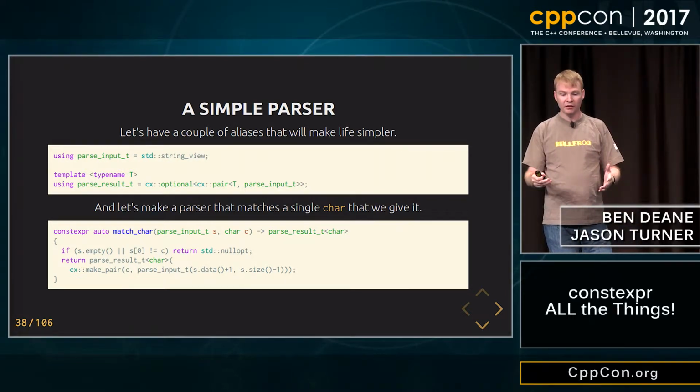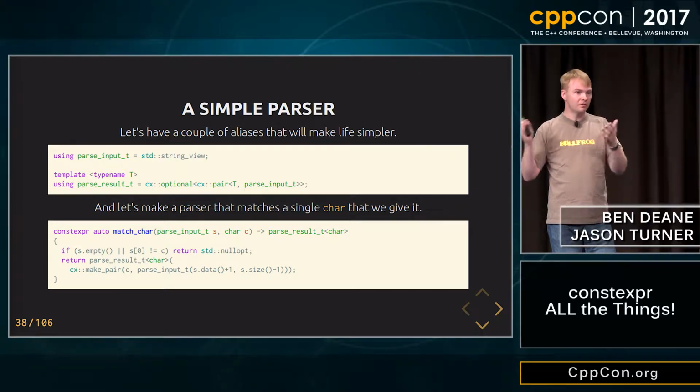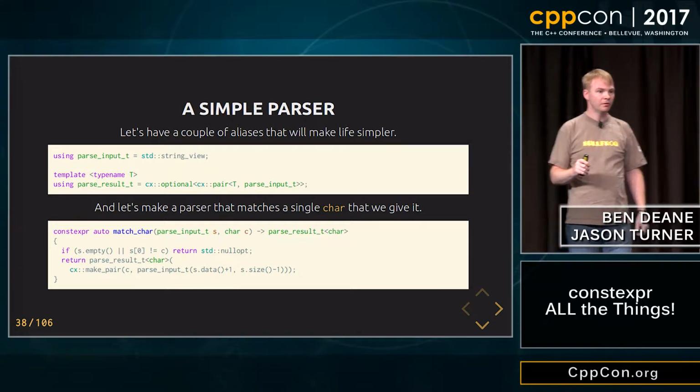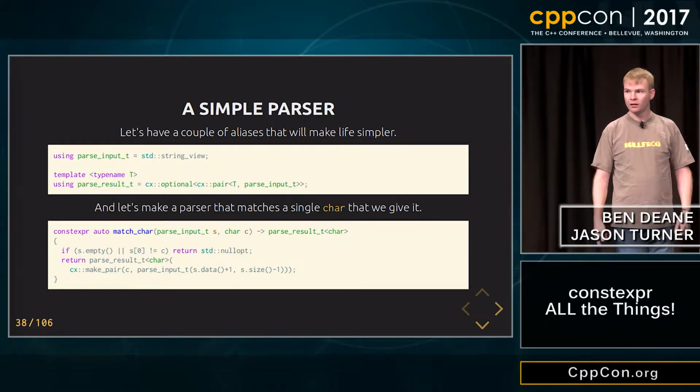So match char here, we pass it an input and we pass it a char, and it's going to return us the parse result. And the way it's going to do that, you can read the code, it's very simple. If the string's empty or doesn't match the char, we fail, and that means returning null opt. Otherwise, we just return the wrapped up pair of the char that we parsed and the rest of the string view. I hope that's clear.